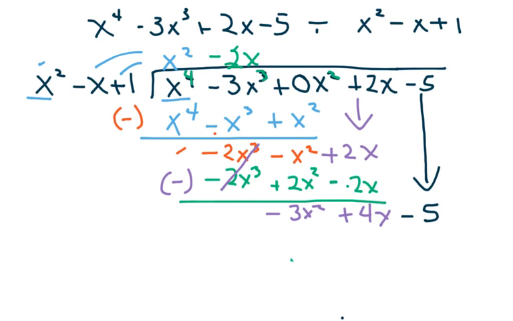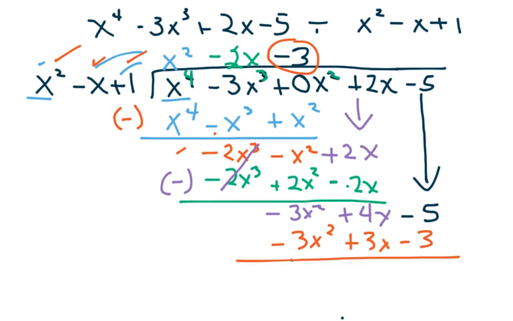What times x squared gives me negative 3x squared? And that's going to be negative 3. So we have negative 3. And you just multiply this negative 3 here by each of these terms. This one, and this one. So you're going to get negative 3x squared. That's what we want. We always want the first term here to be the same so they cancel out. Plus 3x minus 3. And then when you subtract both of them, we're going to subtract everything. We're going to get x minus a negative is going to be minus 2. So this is your remainder.